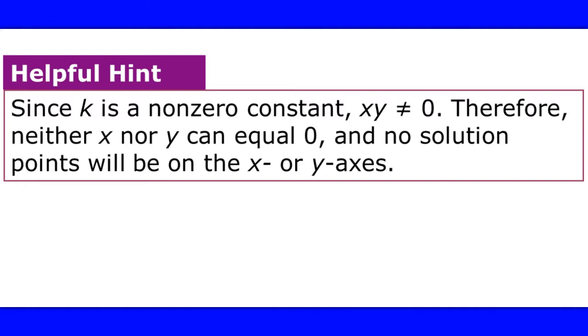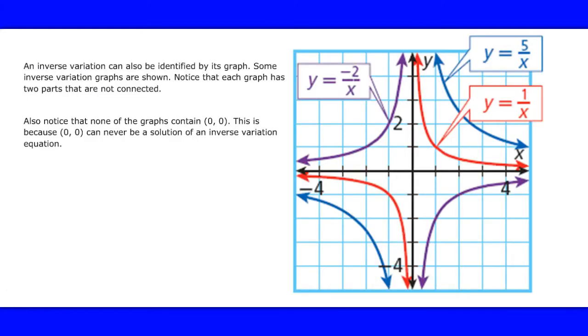Now, one thing that you will notice is that because k is a non-zero constant, that means your x value and your y value cannot equal 0, either one of them. That also means that they'll never be on the x or y axis. You can identify inverse variations by their graphs.